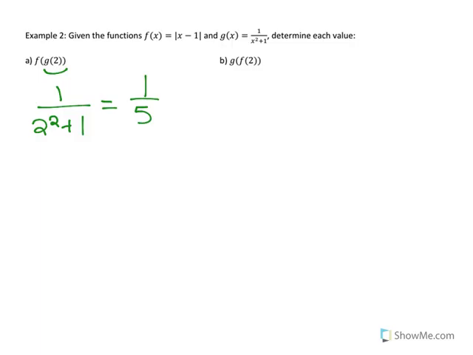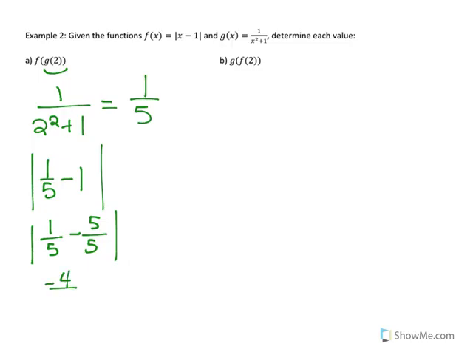And then we're going to evaluate f. So we have 1/5 subtract 1, and the absolute value of that. If we don't remember how to subtract fractions, which we probably don't, let's be real, we're going to change it so they have the same denominator. So 5 out of 5 is the same as 1. So we have 1 subtract 5 over 5, which is negative 4/5. But it is an absolute value, so it's 4 over 5.